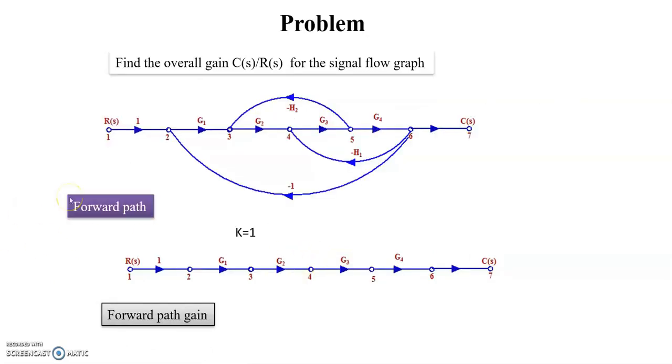Next, the second problem, that is to find the overall transfer function or gain of the given signal flow graph, C of S by R of S. In this problem, look at this signal flow graph. It has only one forward path, so K value is equal to 1, so you can draw the forward path gain along with the diagram. The forward path gain is P1 is equal to G1, G2, G3, G4.